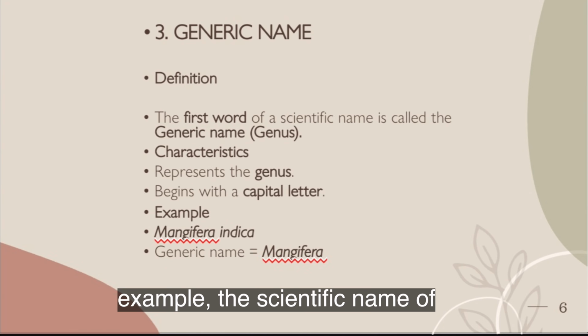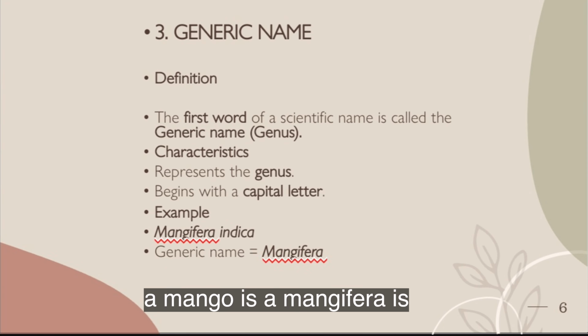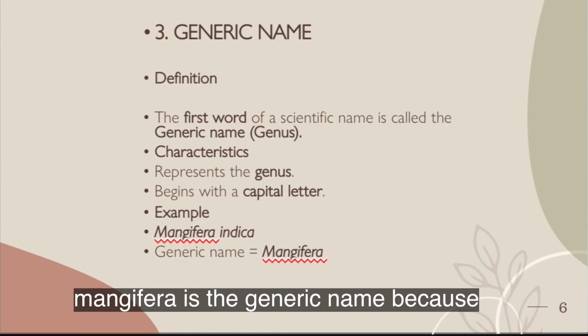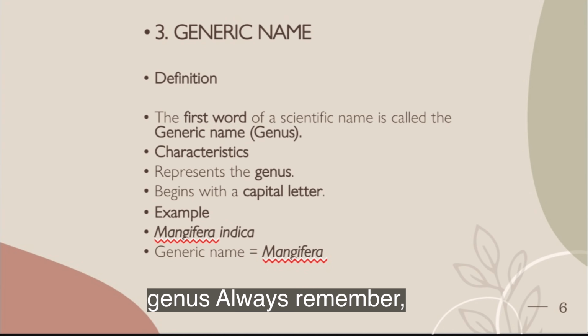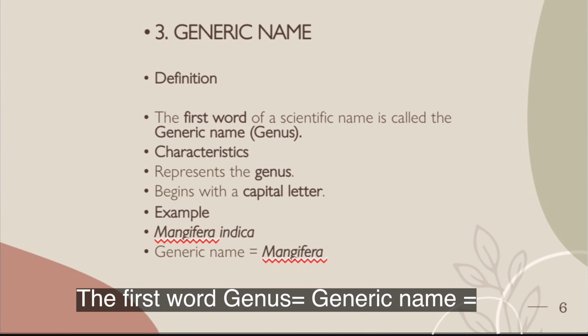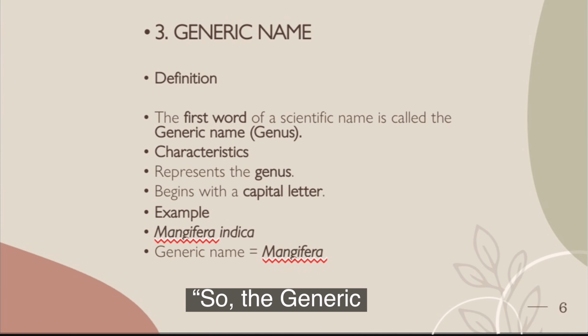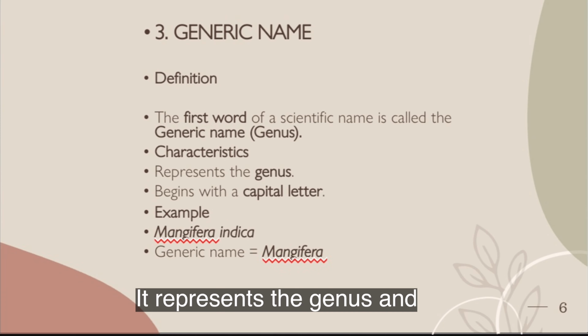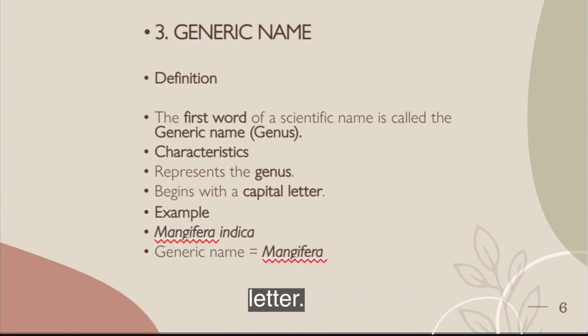For example, the scientific name of a mango is Mangifera indica. Mangifera starts with a capital letter. Here, Mangifera is the generic name because it represents the genus. Always remember: the first word, genus, generic name, capital letter. So the generic name is the first part of a scientific name. It represents the genus and always starts with a capital letter.